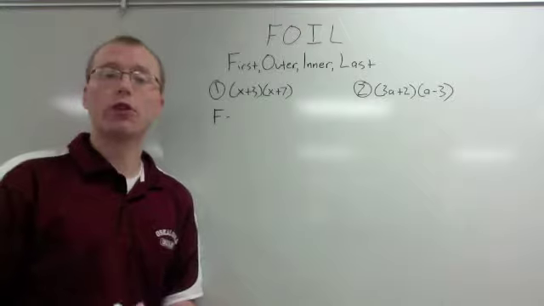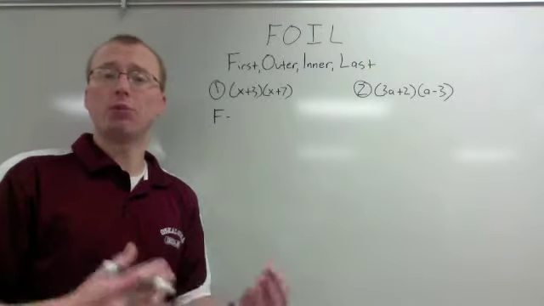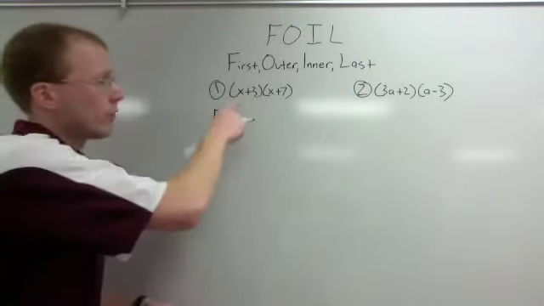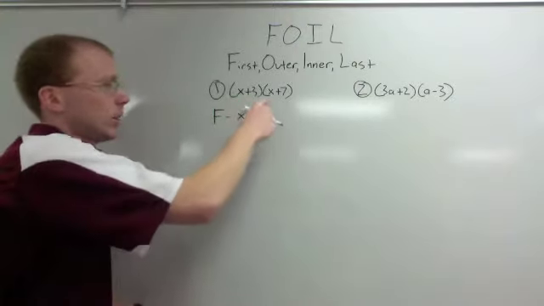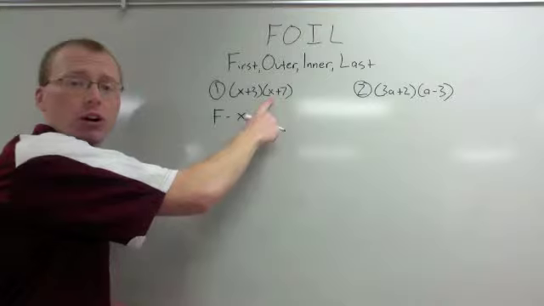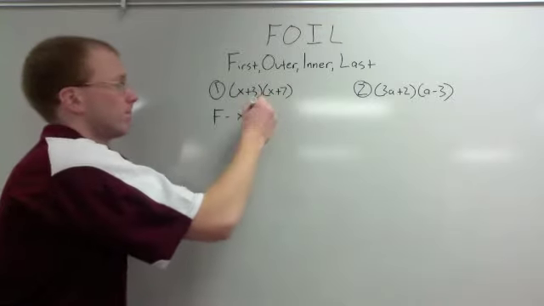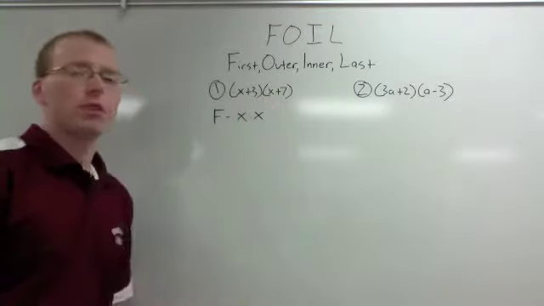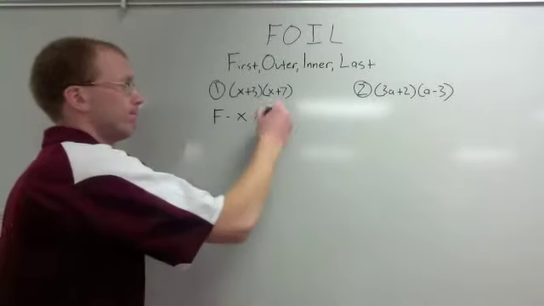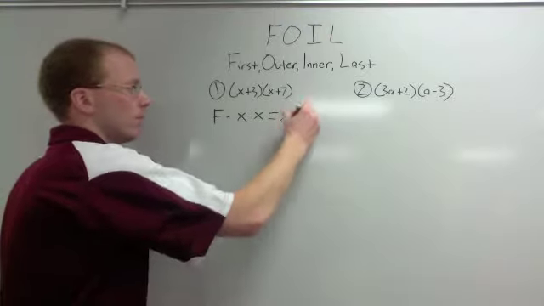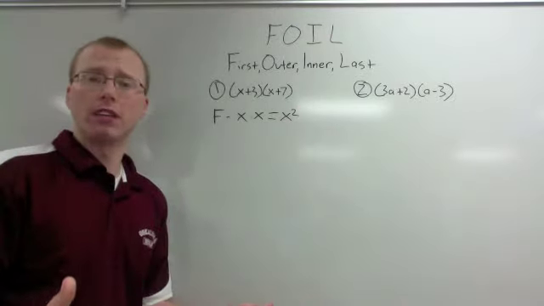First stands for the first term in each parenthesis. So my first term in my first polynomial is x. My first term in my second polynomial is also x. So then we're going to multiply those two terms together. X times x is x squared.